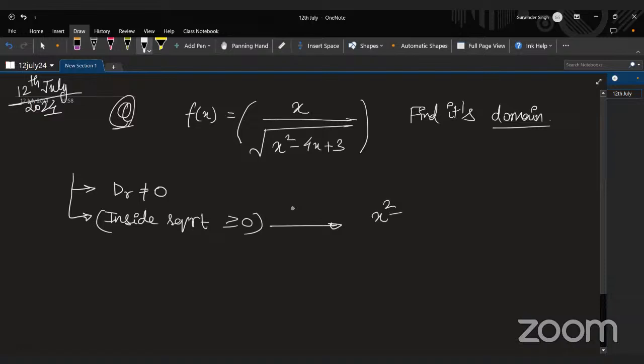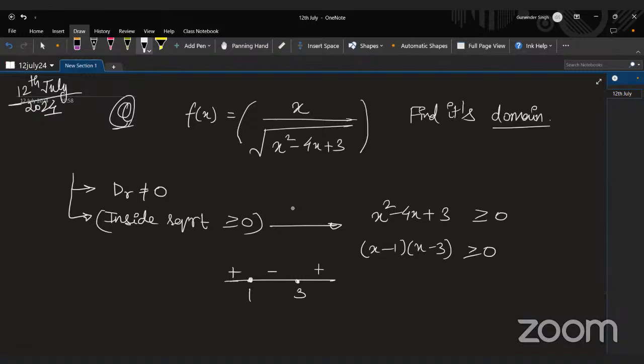So that means x square minus 4x plus 3 should be greater than or equal to 0. I can write it as x minus 1 multiplied by x minus 3 greater than or equal to 0. I use the wavy curvy method with points 1, 3. According to the trick that I had taught you that day, plus minus plus. Now I deploy the first rule.